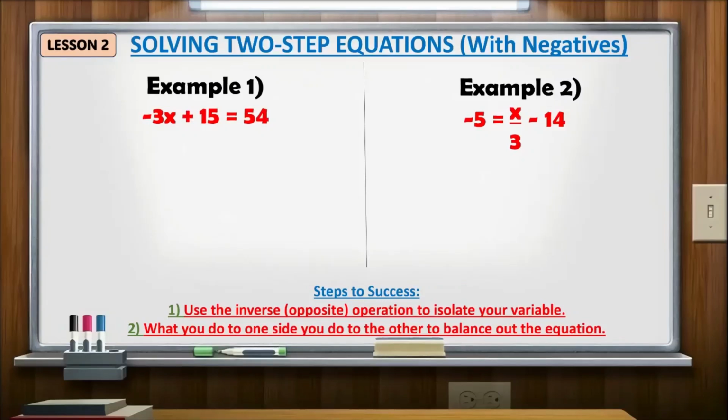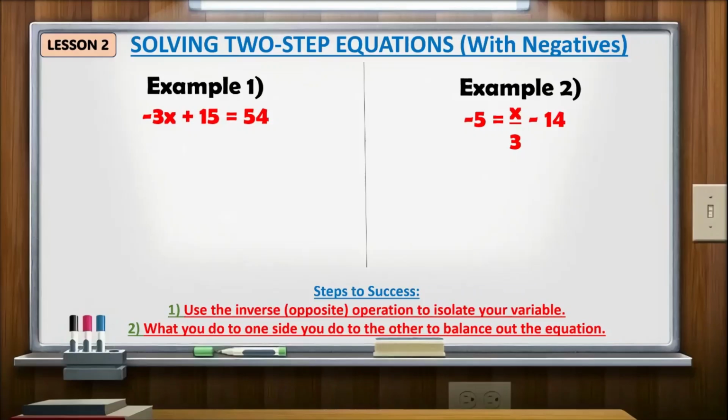We have negative 3x plus 15, which is equal to 54. So what does this mean? It means whatever the value of x is, when it's multiplied by negative 3 and 15 is added to it, the answer will be 54. The way to answer these sort of equations is by leaving the variable untouched until the very end.